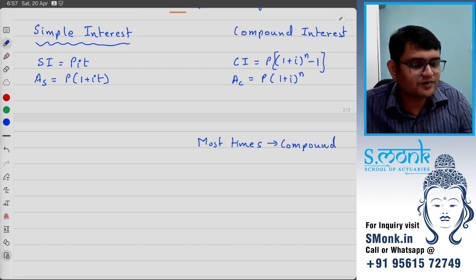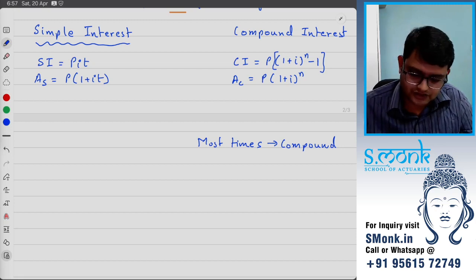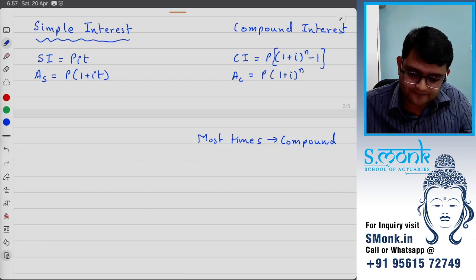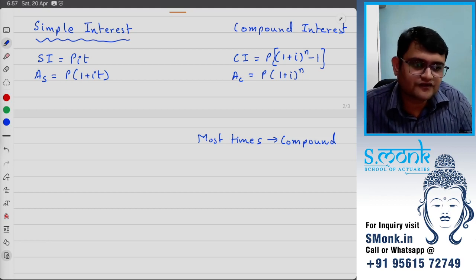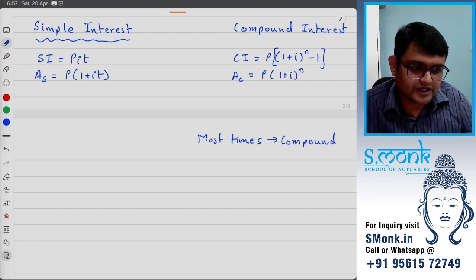Do you have any example? Have you ever seen anybody using simple interest in practical life, in real life? Savings account, no, savings account does not use simple interest. Savings account will definitely use compound interest. Loan will also use compound interest.